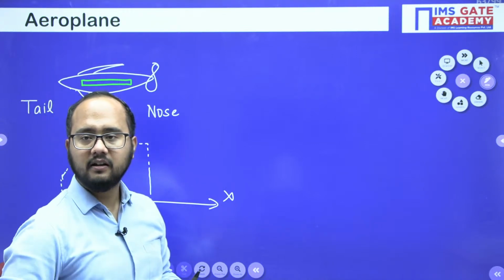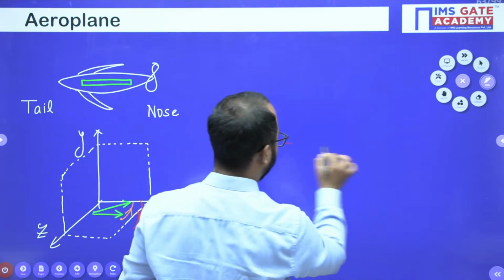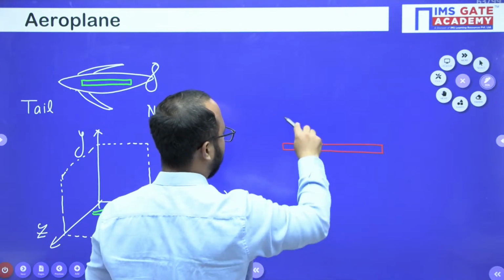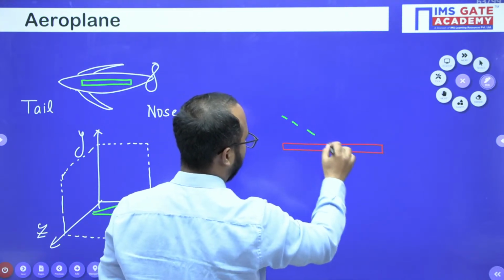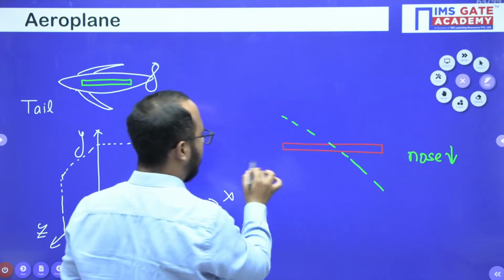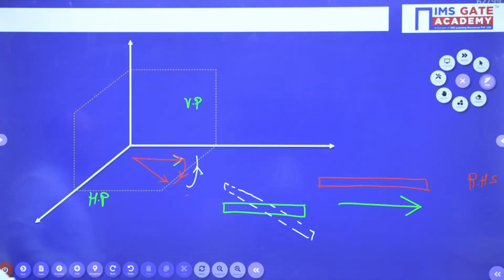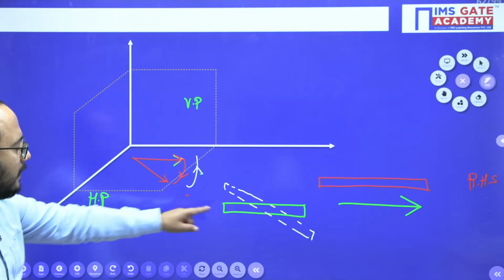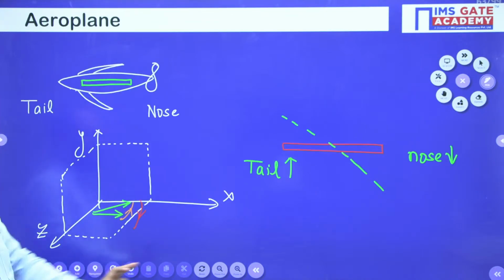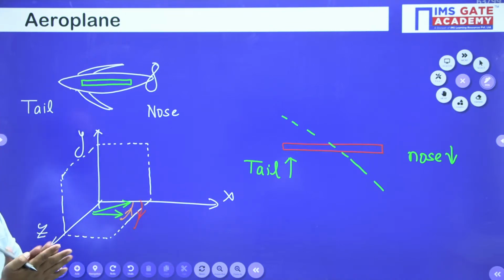Is this point clear? See, in this case, what will happen? Nose part goes down and the tail part goes up. Now earlier in the previous case, what has happened? Nose part goes down and the tail part goes up, right? Clear everyone? Now is this point clear? Yes or no, guys? Please tell me.